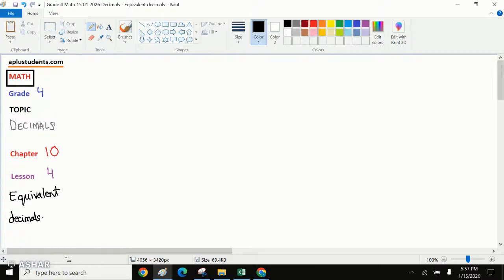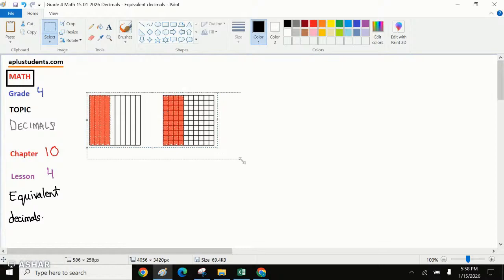Hi Baruch, welcome to the class. We will be looking at fraction decimal numbers and we will see if they are equal or not. So we go to grade 4, chapter number 10, decimals, and lesson number 4. Before doing that, let's see what are equivalent fractions.